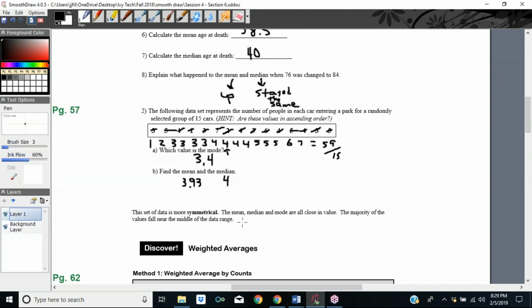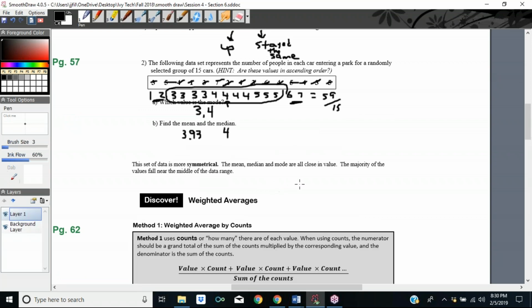And it says this set of data is more symmetrical. The mean, median, and mode are all close in value. The majority of the values fall near the middle of the data range. So you have these two out here, these two out here, and then everything else is pretty bunched together as 3s, 4s, and 5s. So just a note about this data being symmetrical.